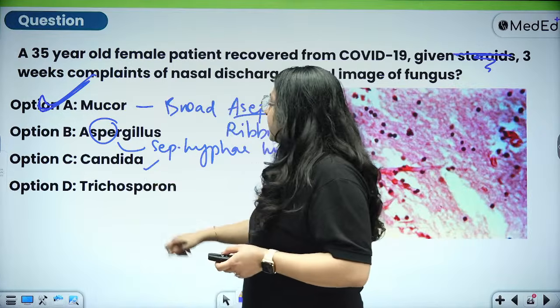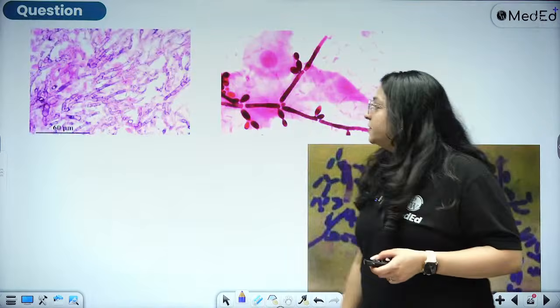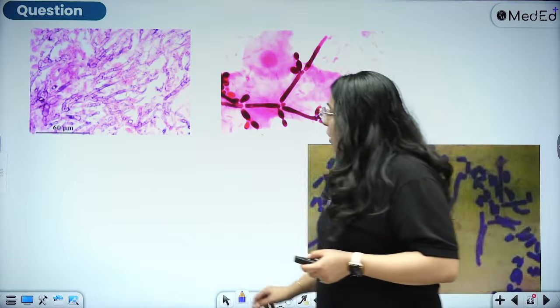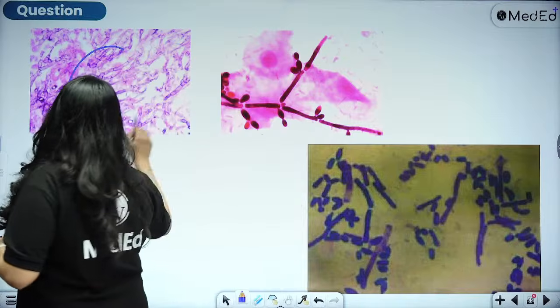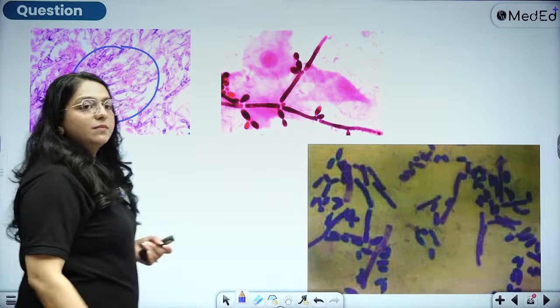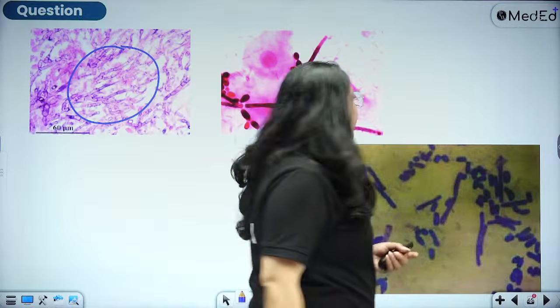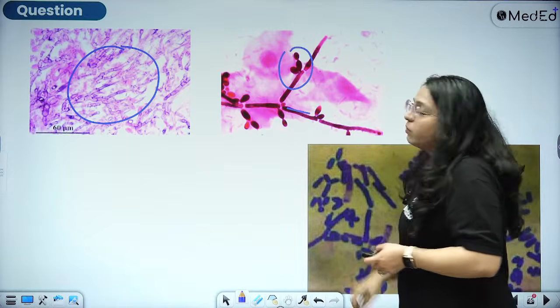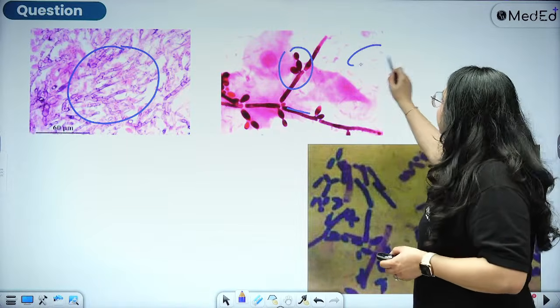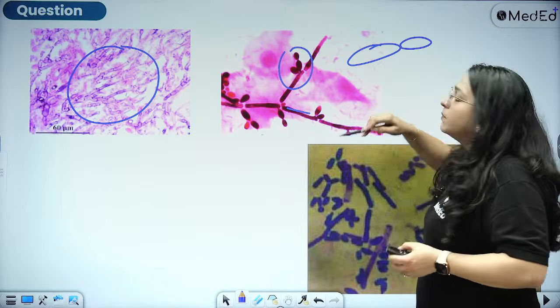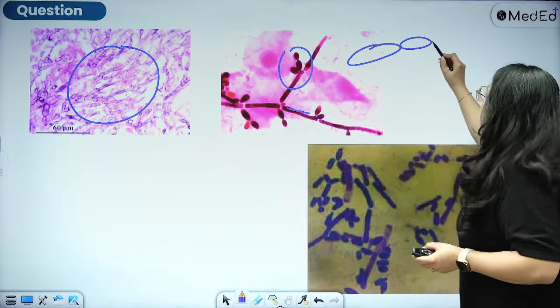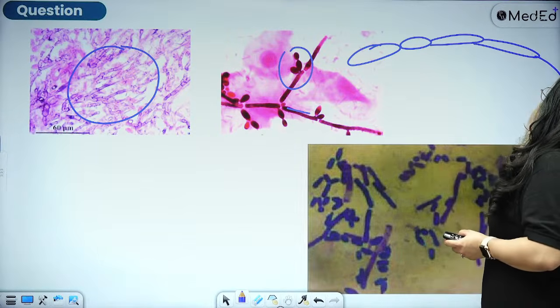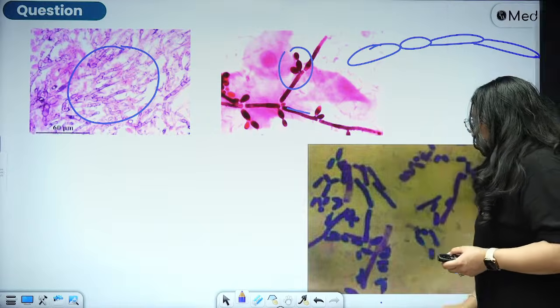Candida is a budding yeast cell, and Trichosporon. What is the difference? Let's look at these images. This is hyaline thin septate hyphae with dichotomous or acute angle branching. This is a budding yeast cell with pseudohyphae. What is a pseudohyphae? A single yeast cell whose daughter cell came but failed to detach, so now the daughter cells are forming on top of the mother cell. That is pseudohyphae for you.